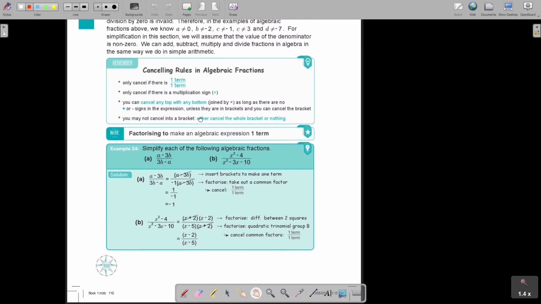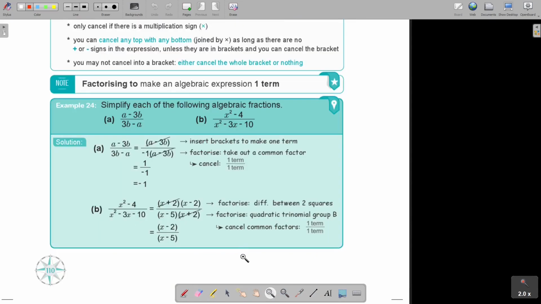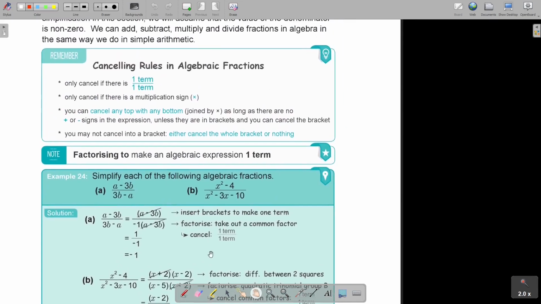Okay, maybe before I do this, I can just focus on that rule. So the cancelling rules in algebraic fractions: it can only cancel out if it's one term over one term. Otherwise, it cannot cancel out. So I must do something to make it one term if it's, say, two terms. Now, if you can recall, I said it somewhere in the question papers. If I factorize an expression, I make it one term. If it's two terms, I make it one. Three terms, one. Four terms, one. So that's going to help me.